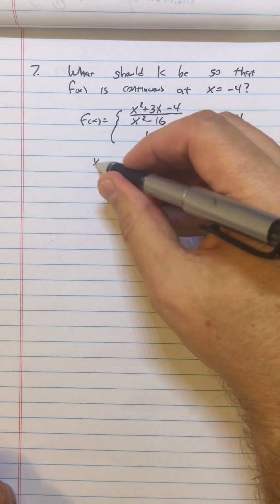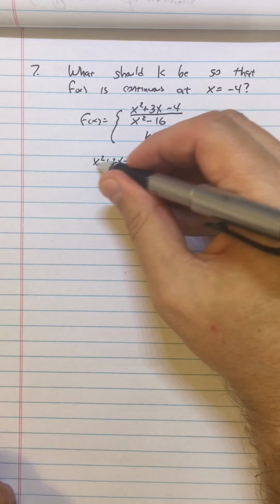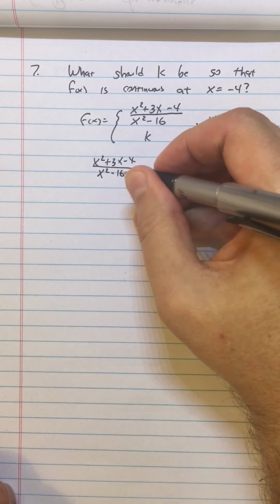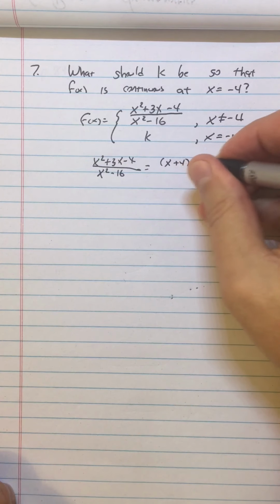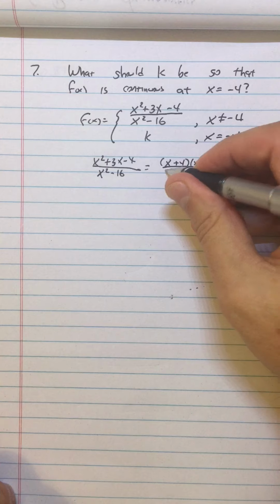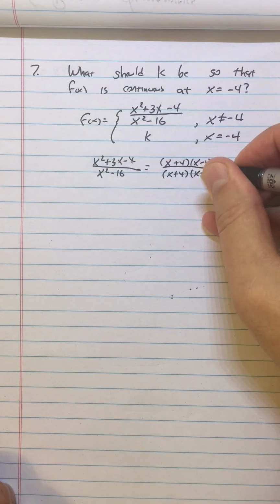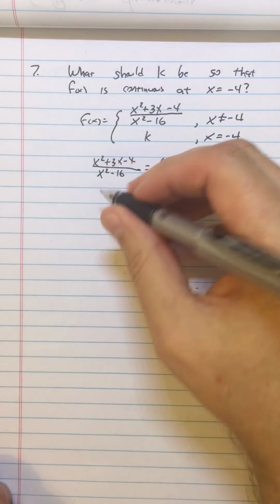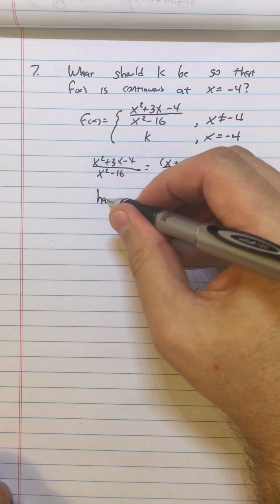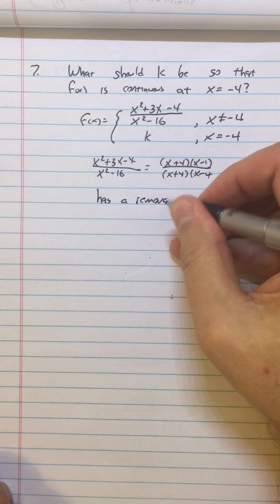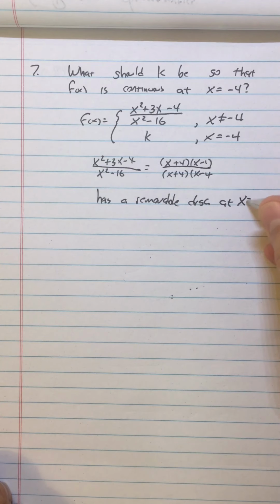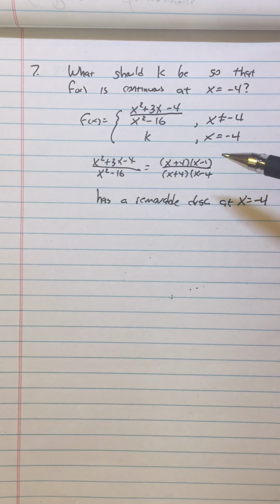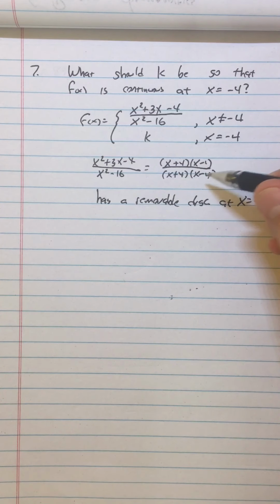So let's start with what (x squared plus 3x minus 4) over (x squared minus 16) equals. Well, I guess that is (x plus 4)(x minus 1) over (x plus 4)(x minus 4). All right, so now I know that this function has a removable discontinuity at x equals -4. Now it also has a non-removable discontinuity at x equals +4, but this time I'm not going to worry about that.